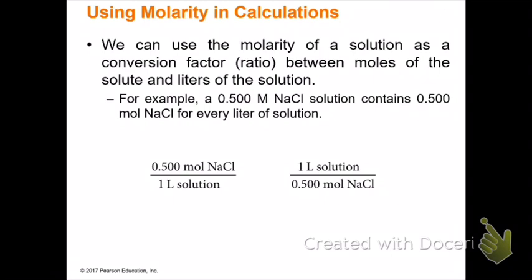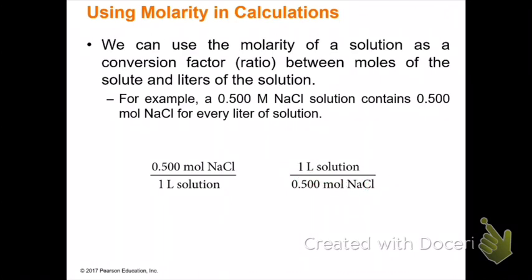Since the units for molarity are moles per liter, which is a ratio, we can use this as a conversion factor whenever converting between moles of the solute and liters of the solution. For example, if we have a 0.5 molar solution of sodium chloride, we can turn this into a conversion factor, because 0.5 molarity is basically 0.5 moles per liter. So this is equivalent to 0.5 mole of sodium chloride per 1 liter solution. Or we can do the inverse, which is 1 liter solution per 0.5 moles sodium chloride.